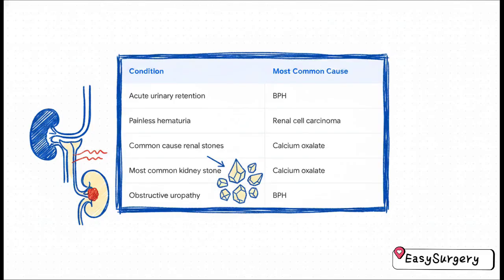Next, painless hematuria in the elderly points straight to renal cell carcinoma. And hey, check out the stones. Calcium oxalate ticks the box twice here. It's both the most common cause of renal stones and the most common type of kidney stone outright.